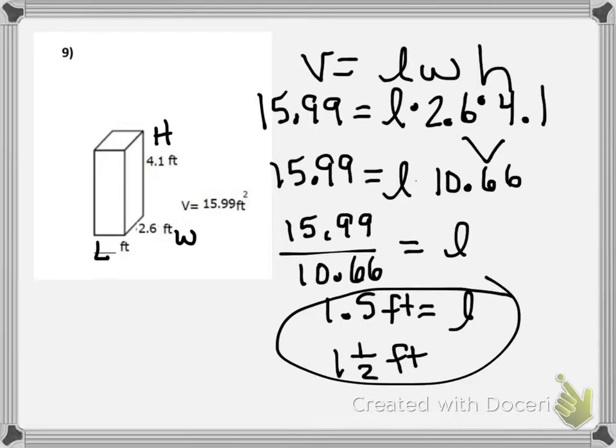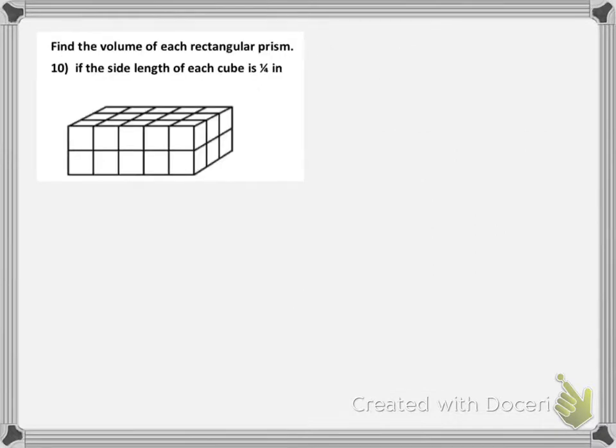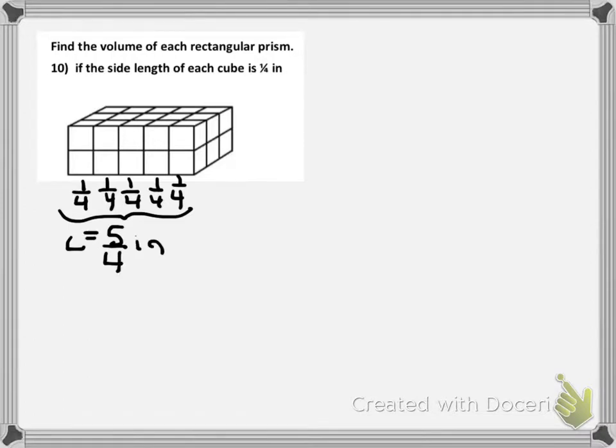All right, we're on to number 10 now. We want to find the volume of each rectangular prism if the side length of each cube is 1/4 inches. So what does that tell me? That tells me I'm going to line up 1/4 all the way along the length because each of these cubes is 1/4 inch. So altogether, the length is 5/4 inches. We're going to do the same thing for the width.